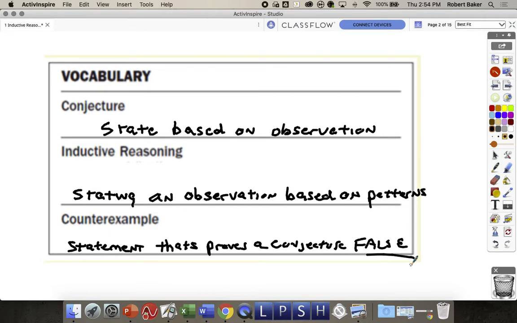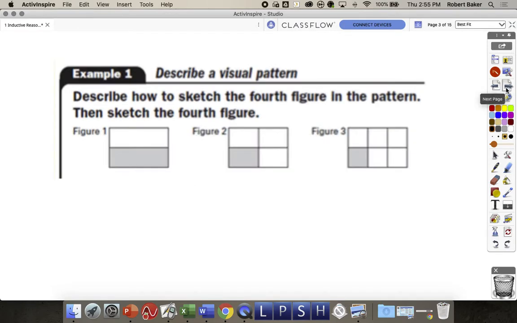So now that you're kind of understanding the process, we're gonna start with inductive reasoning. I'm gonna ask you guys to make some observations, to make some conjectures. There's gonna be some patterns involved with this, and then we'll loop in some more geometry as we go farther. Describe how to sketch the fourth figure in the pattern. Then sketch the fourth figure in the pattern.